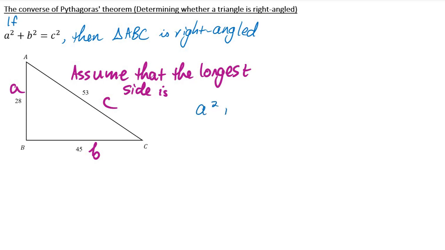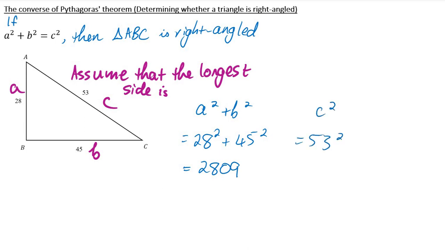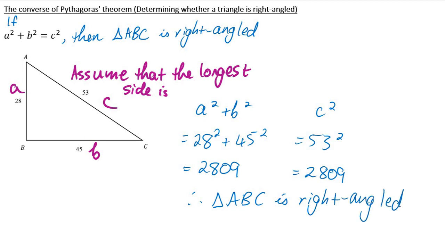And then I want to work out each side of Pythagoras' theorem separately. A squared plus b squared is 2,809. And when I check c squared, that's the same. Therefore, triangle ABC is right-angled. Okay, and that is because a squared plus b squared is equal to c squared.